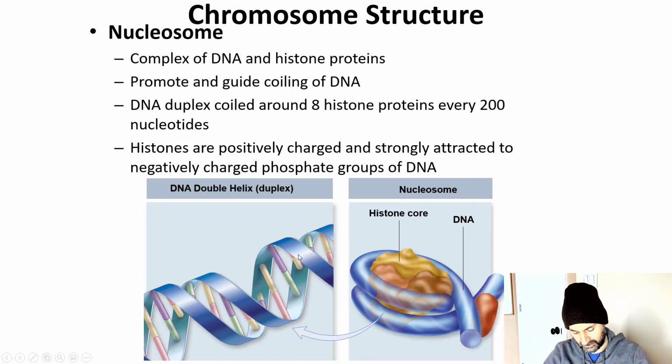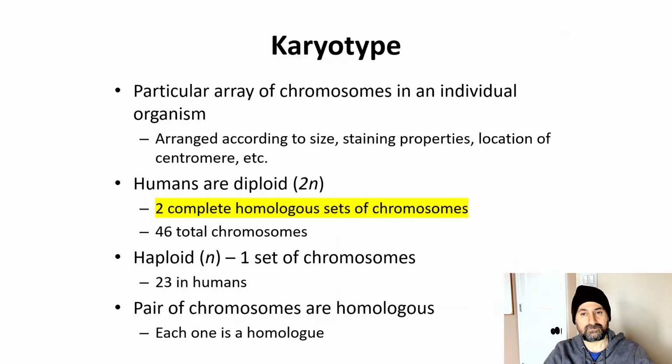Now, we want to know the difference between somatic cells and gamete cells. All right, remember the terms haploid and diploid? We need to know the difference between the terms diploid and haploid.